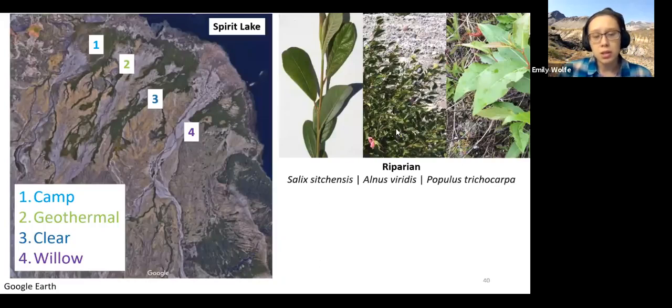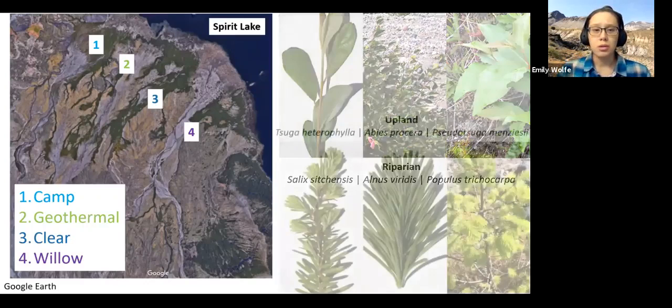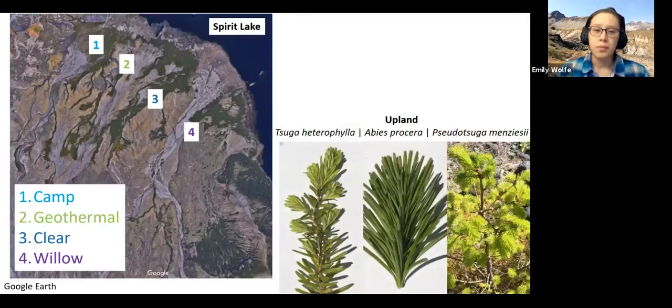So here's Salix sinensis, here alder, and then there's a little bit of cottonwood now too. Those were sampled as well. So these are the 3 riparian species that I focused on in this study. Those species also grow at upland sites where it's a little drier, but conifers are typically more common in those areas. The 3 conifers that I sampled were western hemlock, noble fir, and Doug fir.